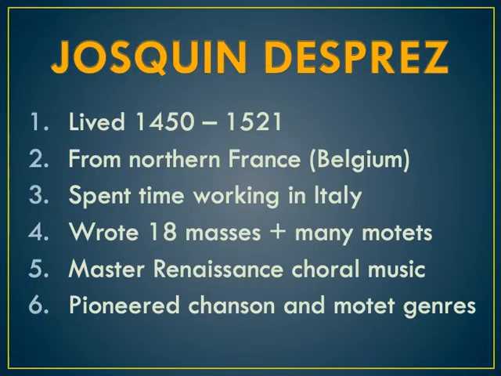Josquin des Près lived from 1450 to 1521. He was born in northern France. And he lived a lot of his life in Italy, different places, working for wealthy people there. He wrote 18 masses, plus many motets. He mastered Renaissance choral music and pioneered new genres, the chanson, which is a French song that is not sacred. It's not tied to a chant melody at all. And the motet, which is a sacred piece, but it's not used for a mass setting.